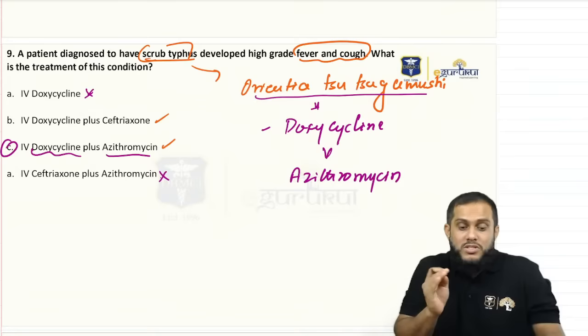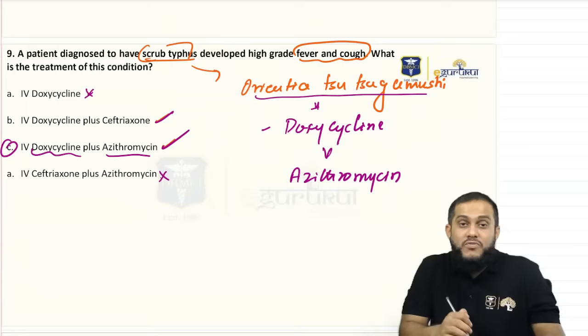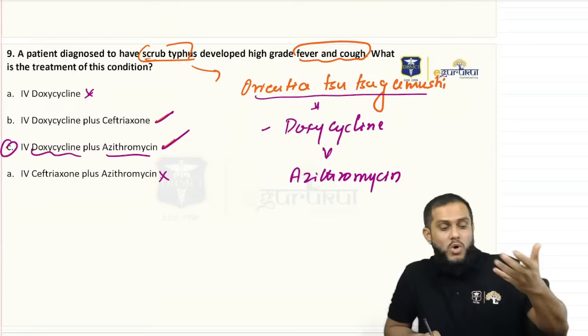Anyways, we have to go for scrub typhus with lung manifestations. Both are possible. Ceftriaxone can also take care, but azithromycin is preferred. I have given you why azithromycin is preferred. That's why we got the answer. Answer is option C.